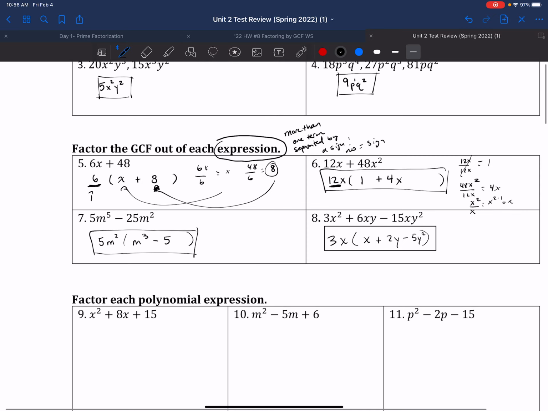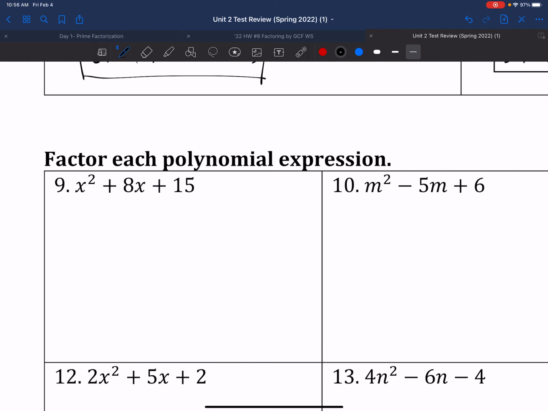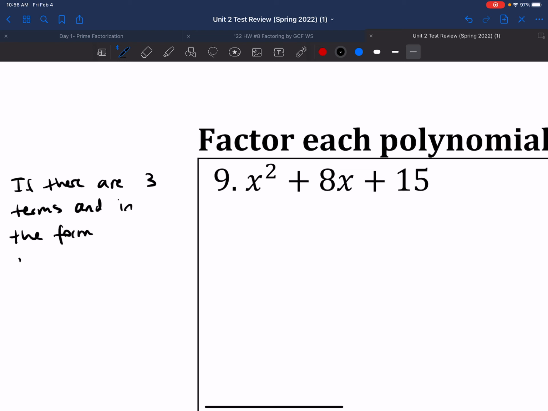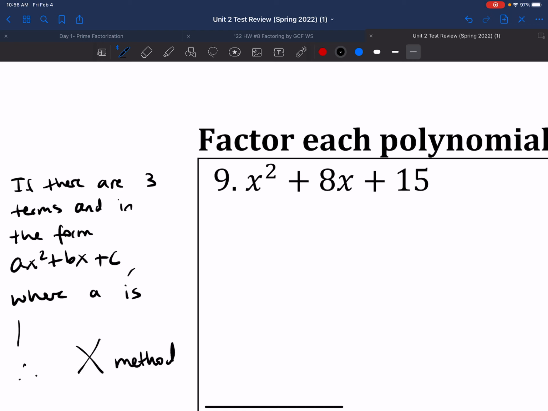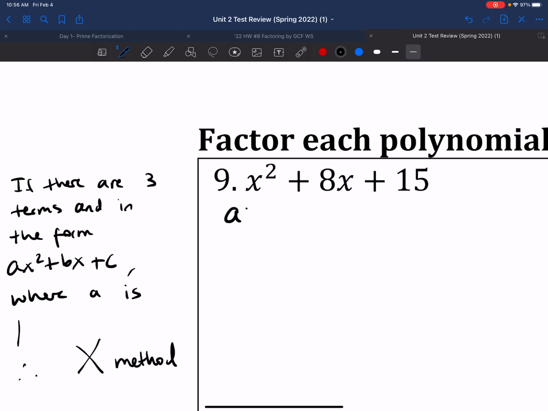Okay. Let's go ahead and do number 9. It says factor each polynomial expressions. If I see there are 3 terms and in the form ax squared plus bx plus c, where a is 1, then we need to use the x method. So let me show you what I mean. So let's just rewrite this. So this is ax squared, right?